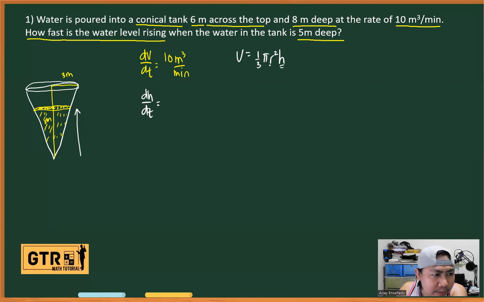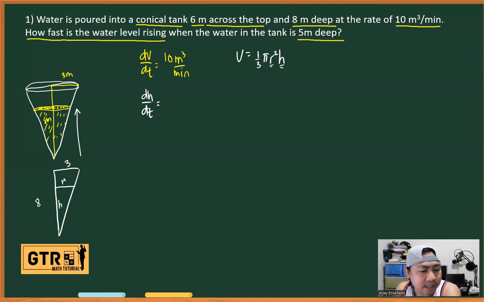So we must express r in terms of h. From this figure, we can form a similar triangle. The height is 8 meters and the radius is 3 meters. Let's say this is the radius, r, and this is the height h of the smaller triangle. So we have similar triangles, the bigger and this smaller right triangle.